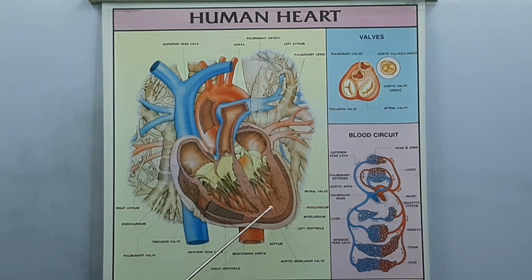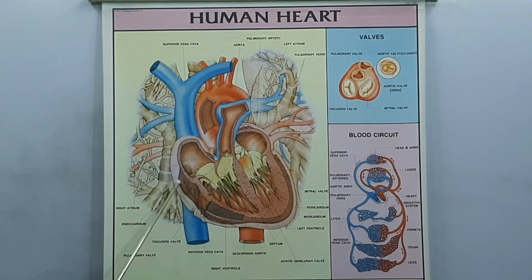It is tilted towards the left side of the chest cavity, and also in the left ventricle, pumping of blood can take place vigorously. That's why we can feel that it is located on the left side of the chest cavity.